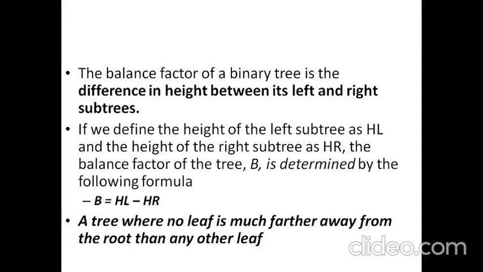A tree where no leaf is much farther away from the root than any other leaf. The meaning of this particular statement is that all the leaves are at the same level. That's what they indirectly say. A tree where no leaf is much farther away from the root than any other node, so all the leaves are at the same distance from the root, that tree is going to be balanced. It will be called a balanced tree.